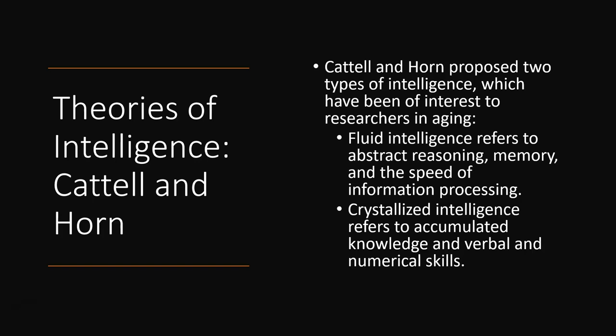So they talked about the difference between fluid intelligence, which is the usual stuff that we understand as being related to school performance: abstract reasoning, memory, speed of processing. And then there's crystallized intelligence, and that's more about that base of information that you acquire over the course of a lifetime. So accumulated knowledge, wisdom, as well as accumulated verbal skills and the ability to deal with numbers. So they proposed two different forms of intelligence there.